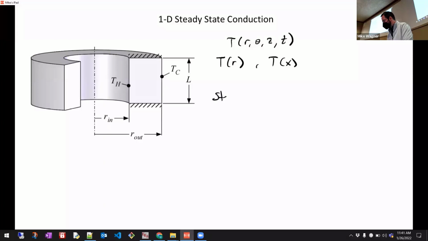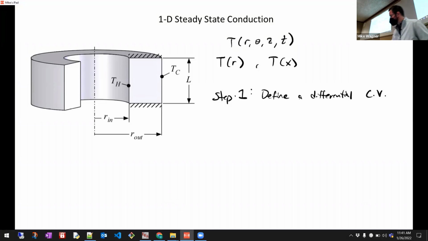Okay. So the steps for analytical. Step one, we're going to define a differential control volume, CV. A couple things. First, let's do that. So for the differential control volume, I'm going to draw that over here. I'm going to pick some rectangle. I'm drawing it like this.